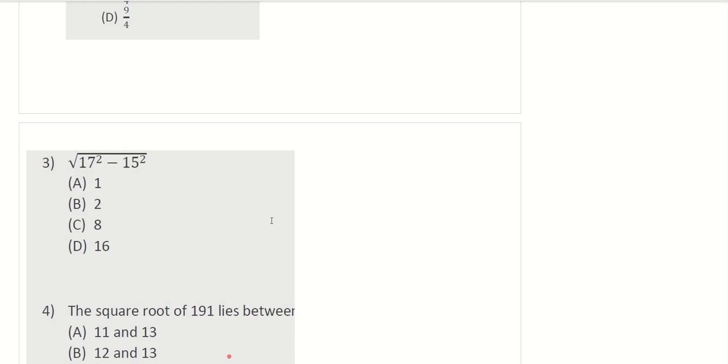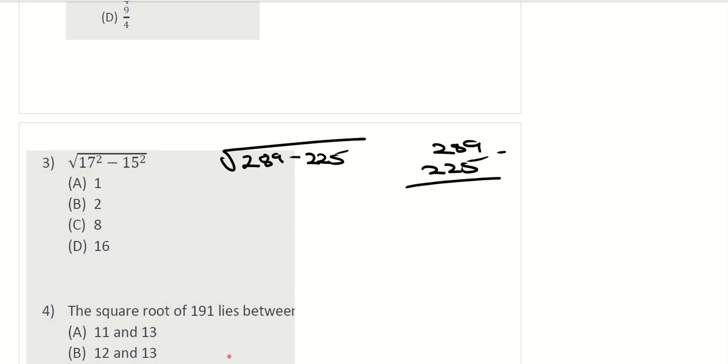Right, they want the square root of 17 squared minus 15 squared. Okay, so squared numbers, we're supposed to know. 17 squared is 289, minus 15 by 15. What is 15 by 15? 225. And you find the square root of this. So 289 minus 225: 9 minus 5 is 4, 8 minus 2 is 6, 2 minus 2 is 0. Square root of 64 is 8. So the answer would be C.